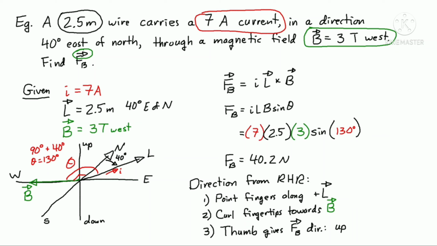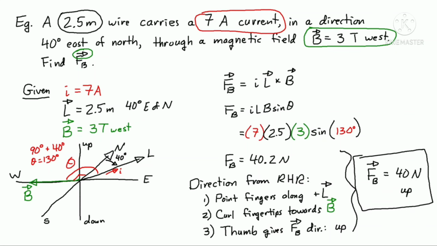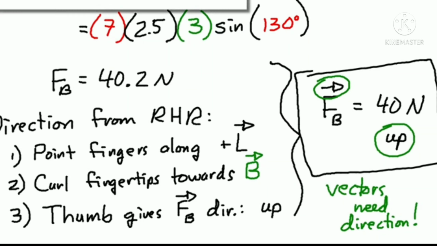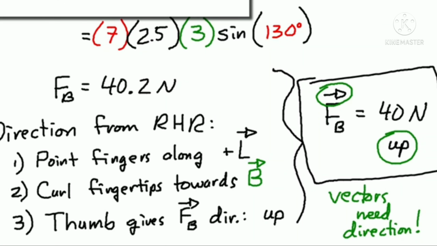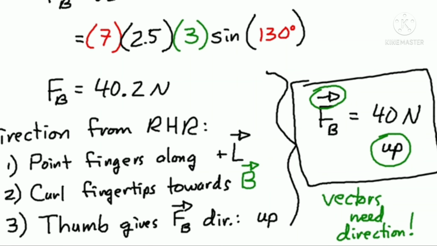In this case, we use the right-hand rule. To start, we have our fingers along plus L. Then we curl those fingers without moving our palm towards B. The direction our thumb is pointing gives the rough direction of F_B, and because it's a cross product, it has to be perpendicular to both L and B. So in this case, your thumb is pointing up, F_B is up. Therefore, F_B as a force is equal to 40 newtons up. And that's our final answer.